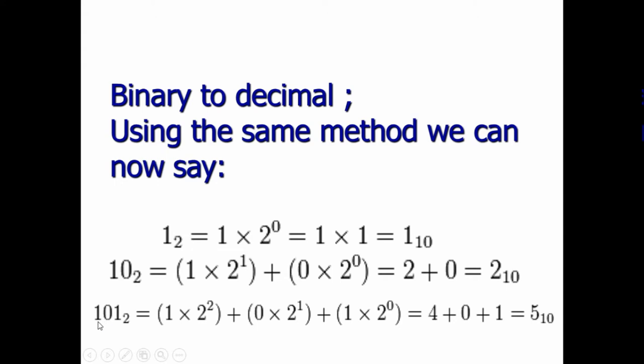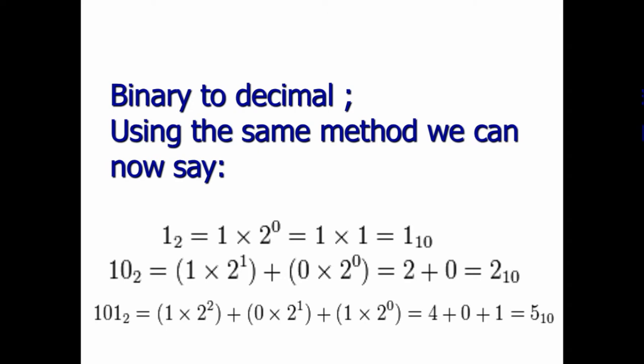So you can start from this end, it doesn't matter, as long as you have them under the right powers, then you can add them together and find the right value. So you say 1 times 2 to the power of 2 plus 0 times 2 to the power of 1 plus 1 times 2 to the power of 0. 1 times 2 to the power of 2 is 4. 0 times anything is 0. And 1 times 2 to the power of 0, 2 to the power of anything to the power of 0 is 1. So 1 times 1 is 1, then 4 plus 1 is 5 in the decimal system. So 101 in binary is the same as 5 in decimal. That's what we're trying to say.